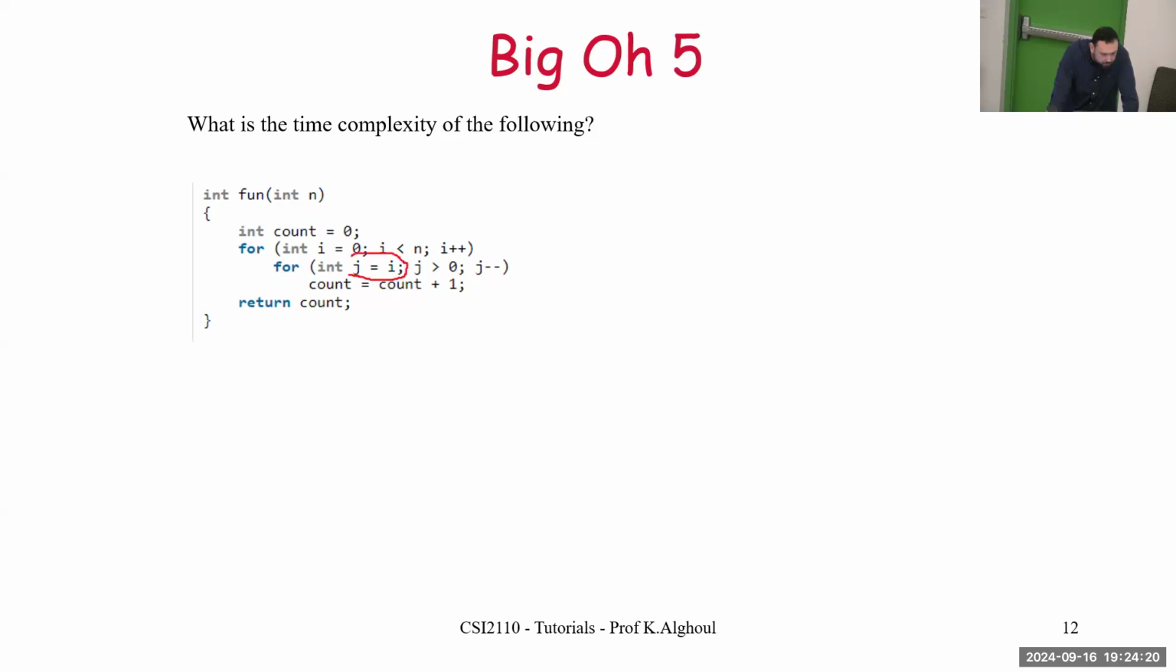Look here, guys. J equals I, right? So I have I here, I here. This is called a dependent nested loop.